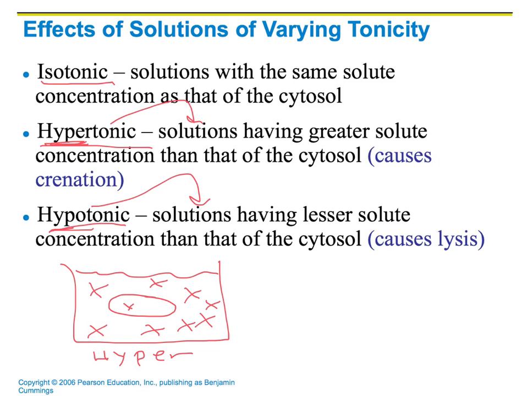So a high concentration of solute means a low concentration of water. We'll go blue here, L for low water. A low concentration of solute means a high concentration of water. Water goes from high to low or more to less, and this is osmosis. This cell would shrivel or shrink or crenate.